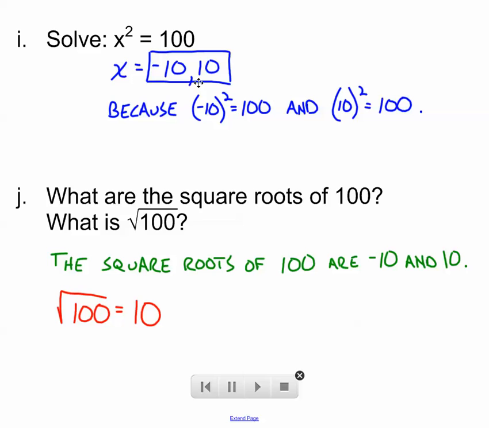So it takes a little bit of getting used to, but on equations, we always give all the possible values of the variable that make the equation true. And in this case, both of these numbers make the equation true. If someone asked you what are the square roots of 100, you'd give both roots of 100, negative 10 and 10. But if someone proposed to you this expression, the square root of 100, you'd just say positive 10.